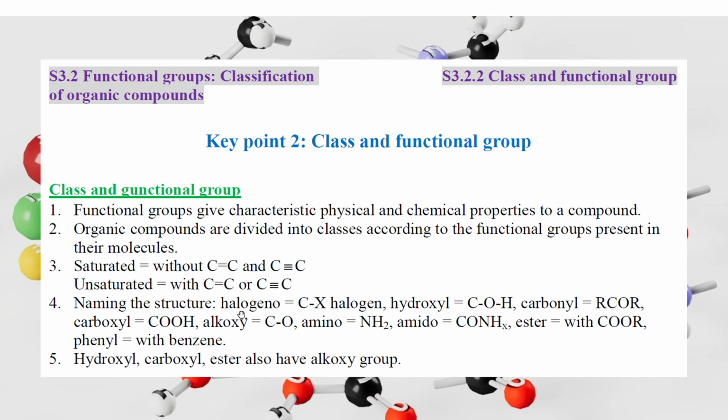For example, halogen: connected with a halogen, C-X. Connected with OH, hydroxyl. Connected with RCO, we call it carbonyl. Carboxyl, COOH. Alkoxy, CO. Amino, NH2. Amido, CONH2. Ester, COOR. Phenyl is the one with a benzene ring. A lot of words, right? We'll talk about them one by one later. Hydroxyl, carboxyl, and ester also have the alkyl group.